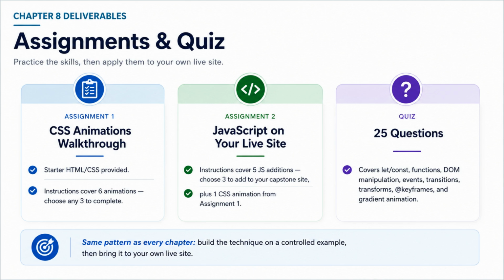Same pattern as every chapter. Build the technique on a controlled example first, then bring it to the live site. The quiz is 25 questions covering let/const, functions, DOM manipulation, events, transitions, transforms, @keyframes, and gradient animation. Remind students, this is the last purely client-side chapter. Chapter 9 goes back to the server side with SQL and PDO.